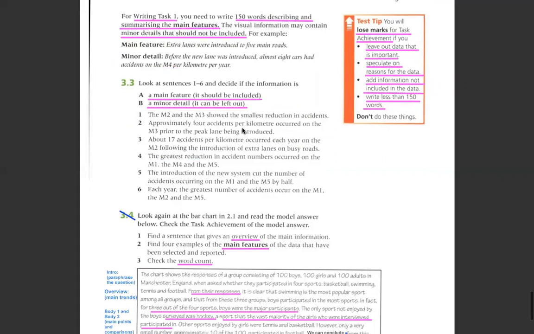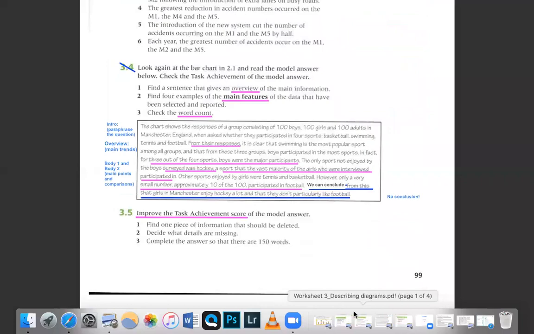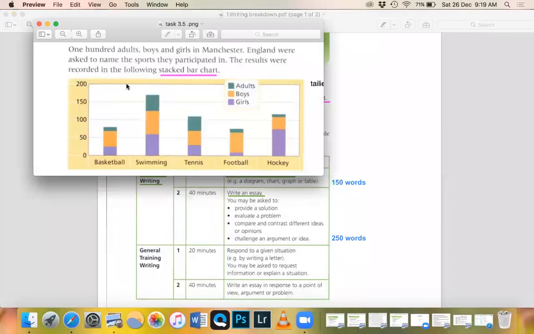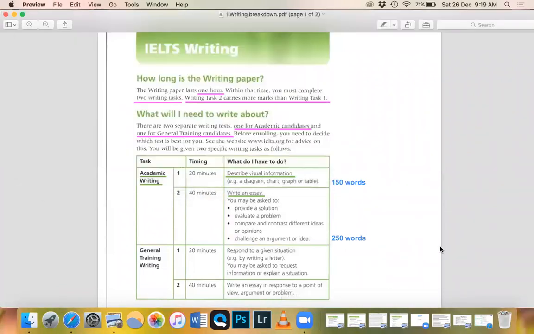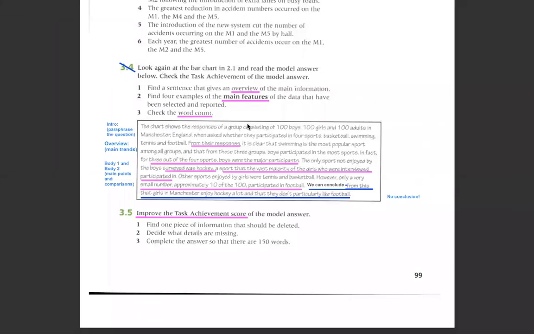Okay, so let's quickly have a look at this example over here. And this is from that stacked bar chart that we looked at. Okay, so remember this one. All right, so that's that stacked bar chart about the different sports. Remember the overview, the layout that I told you about.